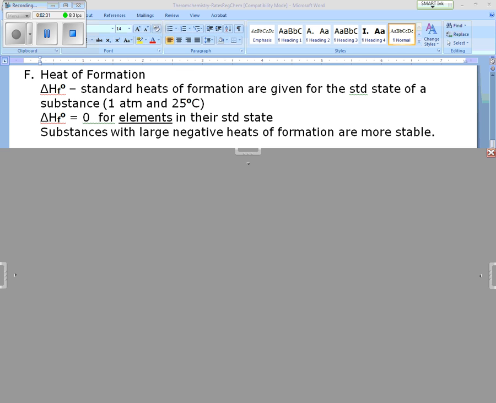Now, substances with large negative heats of formation. If delta H is negative, what does that mean? Is it giving off energy or absorbing energy? Giving off energy. So if something gives off a whole lot of heat, what's remaining is much more stable because it already gave away all of its energy.